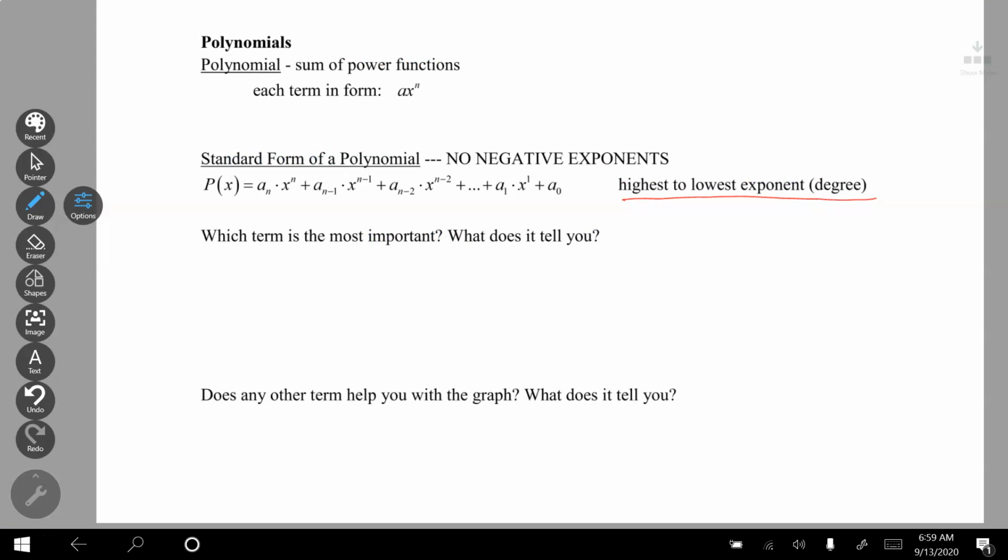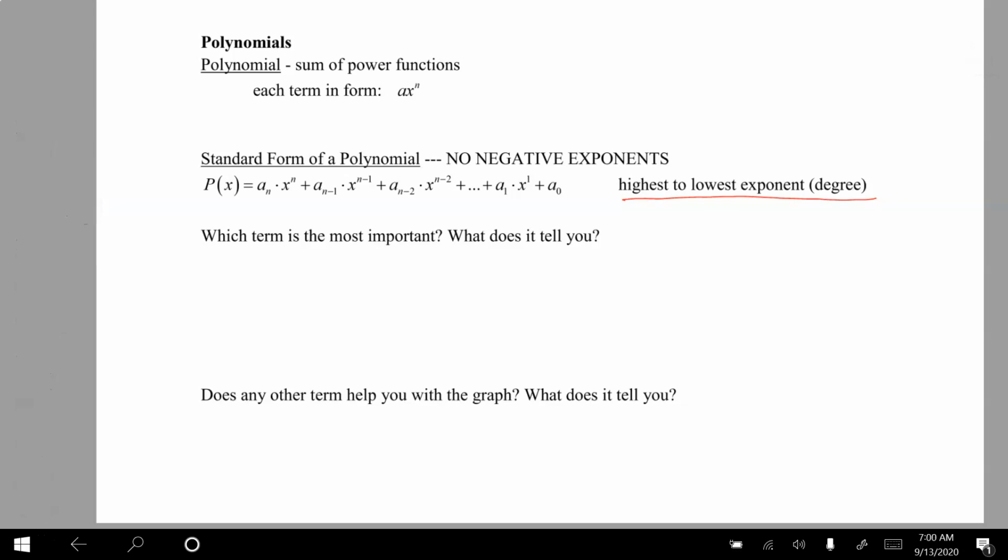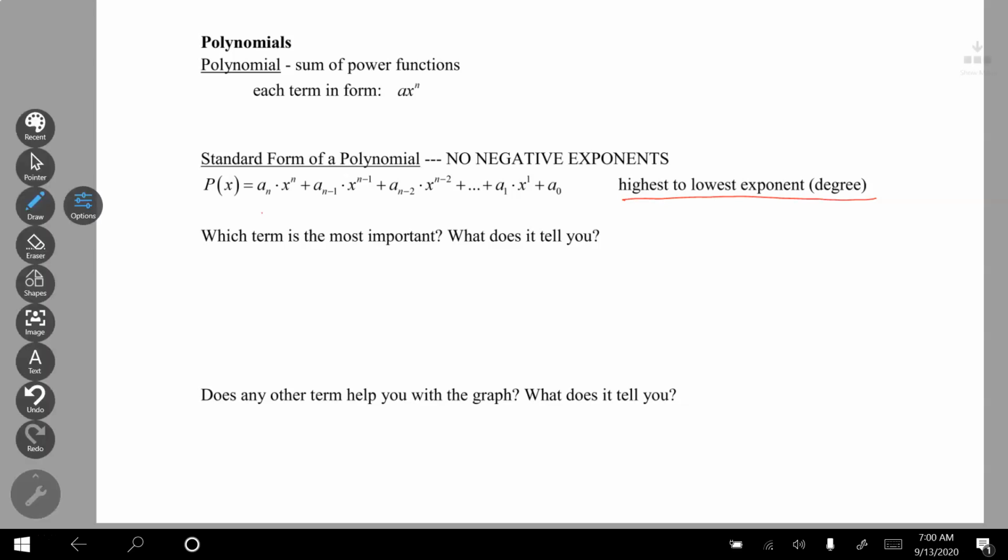So, review of polynomials. This is standard form, where it's all expanded out and you have some a value times x raised to some power plus another a value times x to a lower power. That's standard form. The most important term is this leading term, a sub n times x to the n.